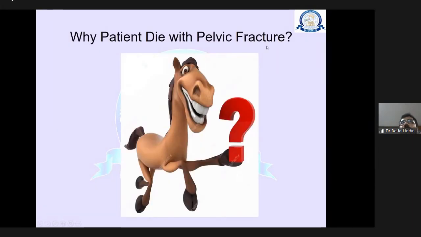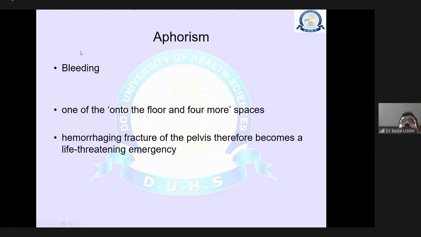So why does a patient die because of pelvic fracture? This is important. Bleeding is the only reason in emergency that patients die due to pelvic fracture. Bleeding is the most common reason for death in this. Throughout the world, even in the best centers, there is a 1 in 3 chance of death with pelvic trauma. So every third patient with extensive pelvic trauma died because of massive bleeding or secondary complication. So this is an aphorism related to pelvic bleeding.